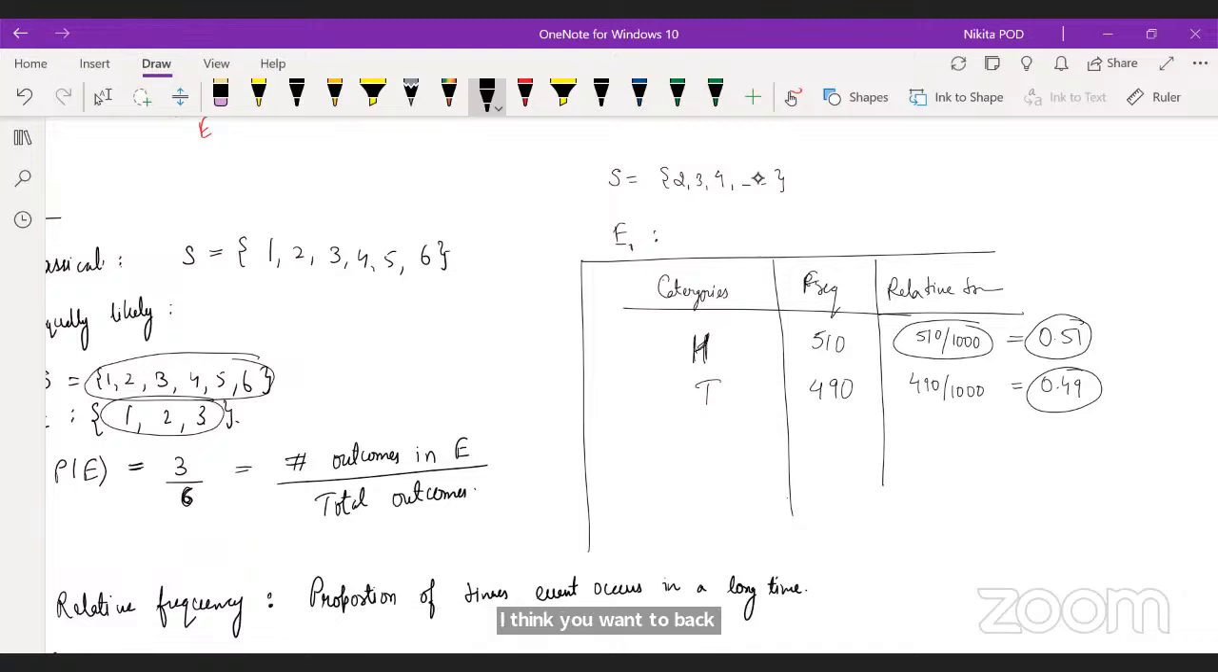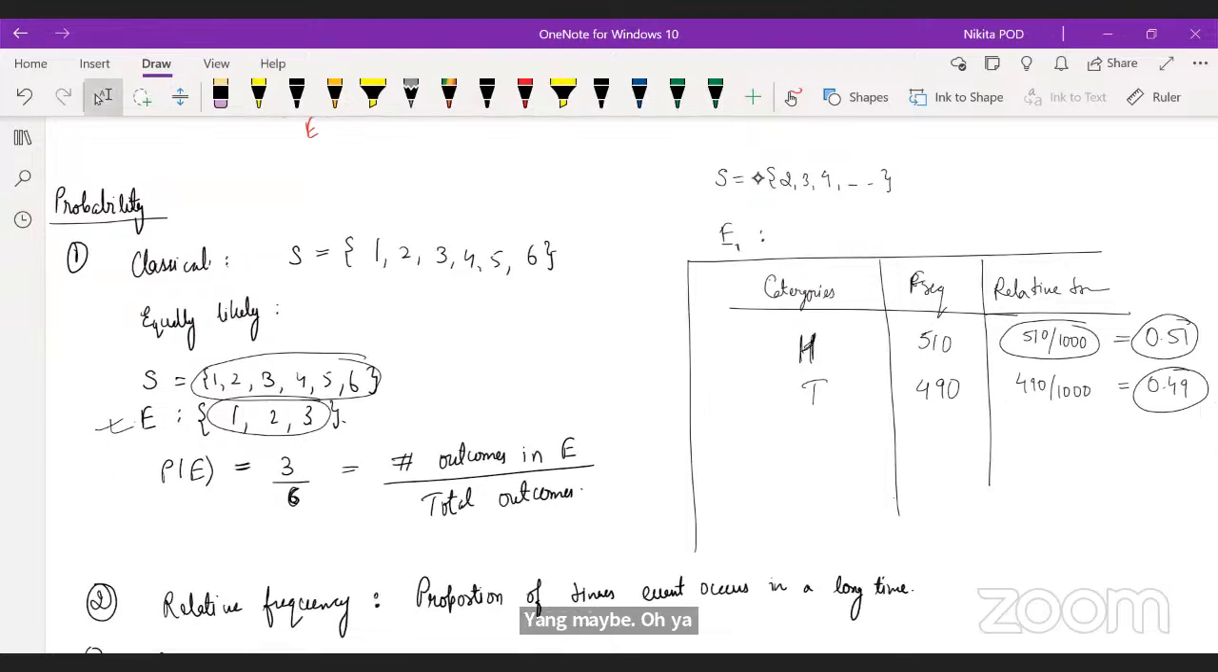There is one point which is a confusion: it is written the proportion of times an event occurs in a long time. I'm not getting what is a long time here. In our case, we took the long time as performing the experiment many times. Frequency is 510, and we have performed the tossing of the coin 1,000 times. So that is the long time here. We are repeating the same event 1,000 times, and that's what gives it a time frame. Yes, we are repeating the same event.